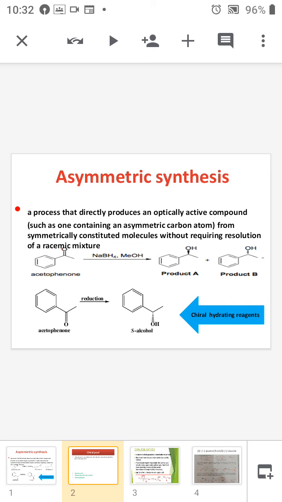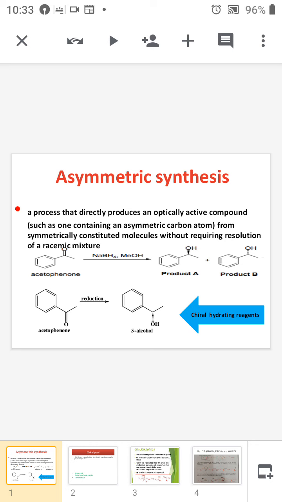Consider an example, acetophenone. We know that acetophenone is an optically inactive compound and there is no chiral center present in it. If we do the ordinary reduction of acetophenone using sodium borohydride, we will get two products, A and B. The difference between product A and B is that in product A, the OH group is towards the observer, and in product B, the OH is away from the observer. That is the only difference, but the chemical formula of the compound is the same.